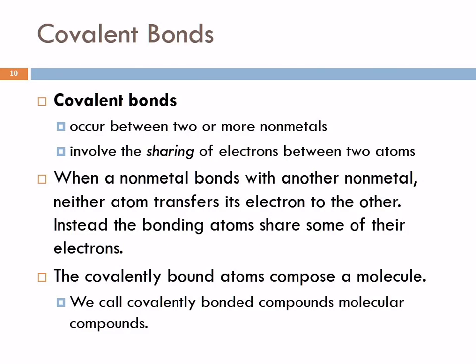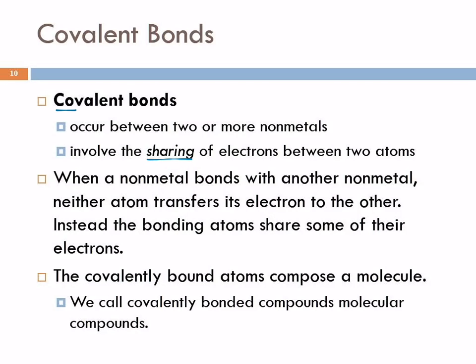The other type of bond is a covalent bond. And this prefix co means sharing. So covalent bonds involve sharing of electrons. Ionic bonds, transfer of electrons from one atom to another. Covalent, they're going to share. This happens between two or more nonmetals.